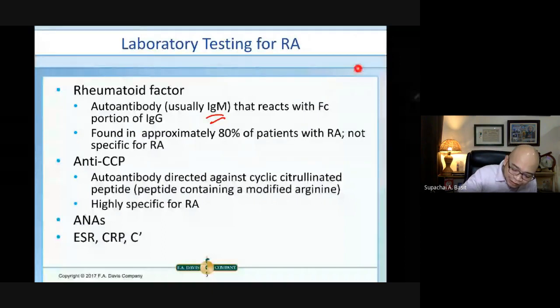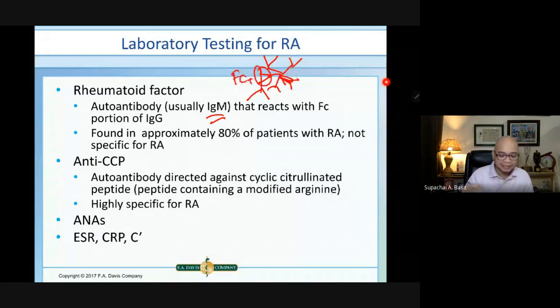So for example, this is our IgG. And then IgM will attack the Fc portion of our IgG. And it is found approximately in 80% of patients with rheumatoid arthritis.